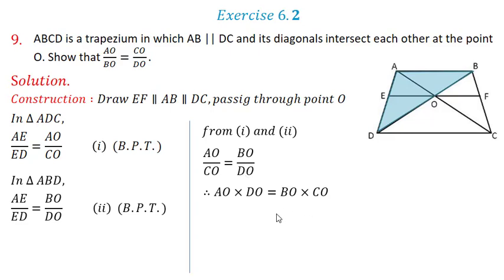Now if you don't want to use properties like invertendo, alternando, etc., then it is better that you cross multiply. So AO into DO equals BO into CO. Now you can easily figure out that I can write AO upon BO equals CO upon DO, which is required. So we have shown that AO upon BO equals CO upon DO.